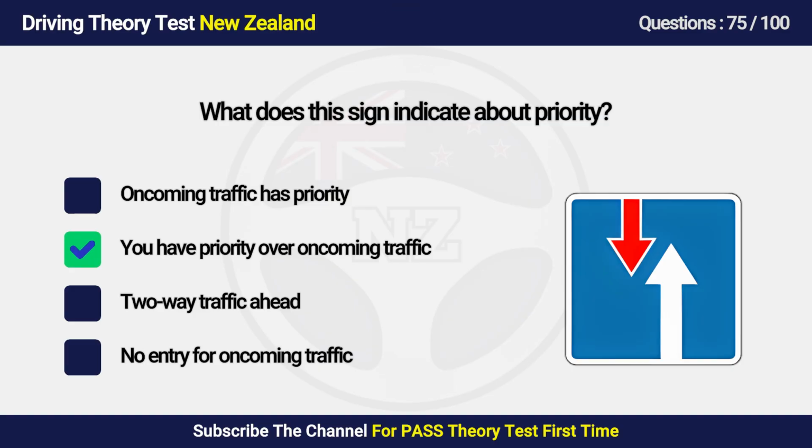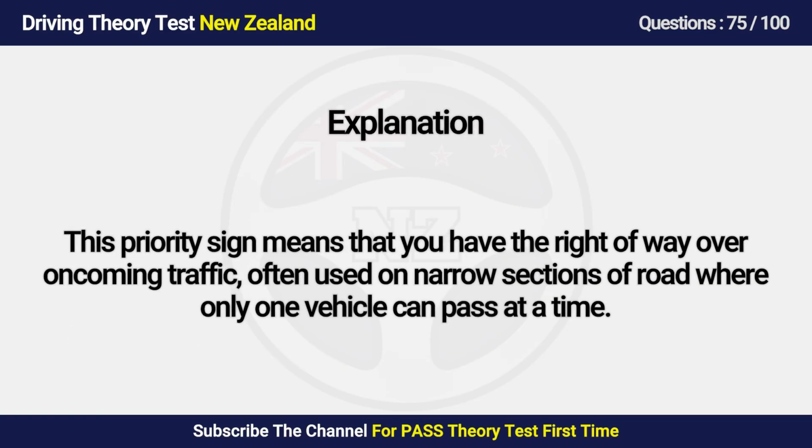Answers is B. You have priority over oncoming traffic. This priority sign means that you have the right of way over oncoming traffic, often used on narrow sections of road where only one vehicle can pass at a time.